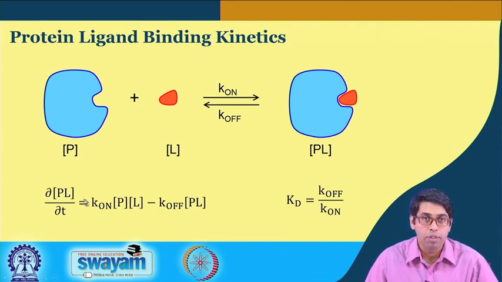At equilibrium, what happens is the left hand side becomes 0. So, just by doing a simple rearrangement of this equation, what you can see is that K off divided by K on becomes P times L divided by PL, which is exactly equal to Kd we saw in the previous slide. So, Kd is given as the off rate divided by the on rate. So, this equation links the thermodynamic parameter to the kinetic parameters.